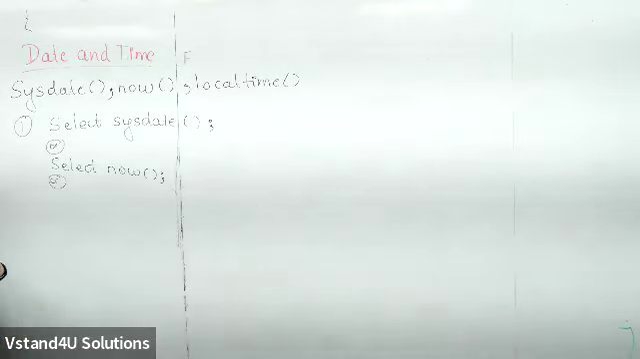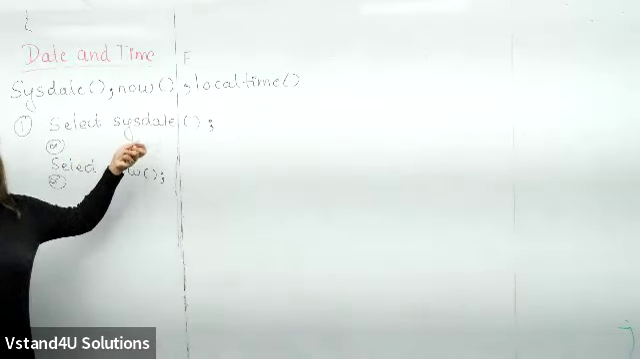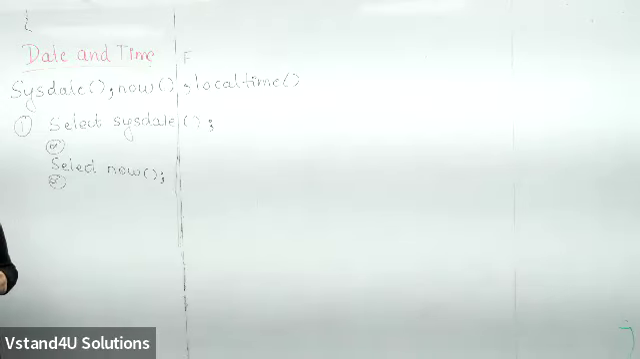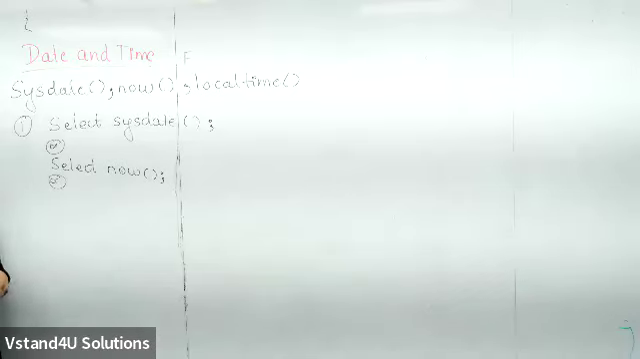You can ask me one question, ma'am. Here you have given system date, but in the question they are asking date and time. Then why should I get the time? I should get only date, no? According to the function, I should get only date, system date. Then why am I getting time?